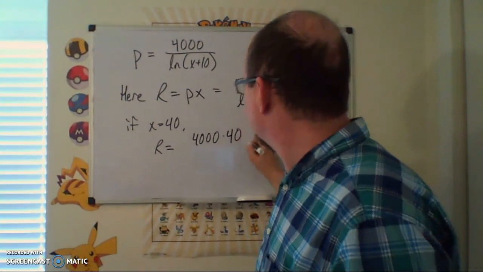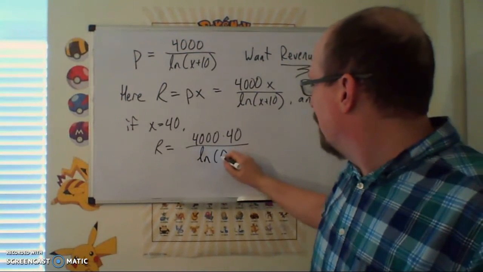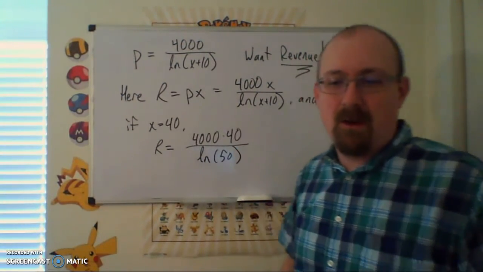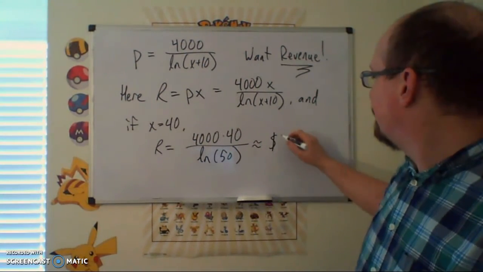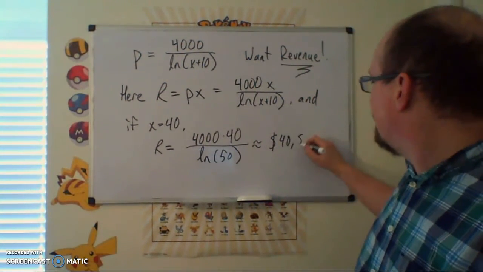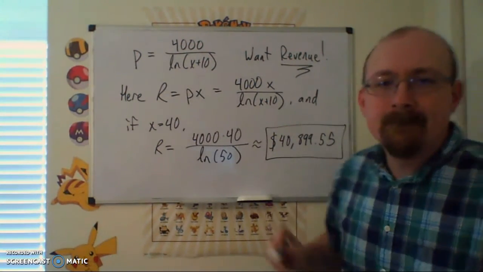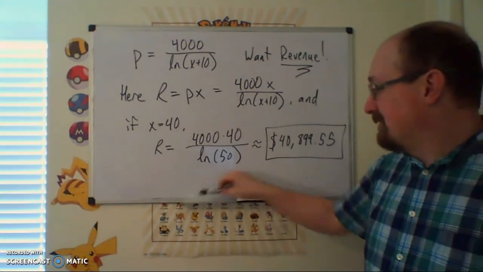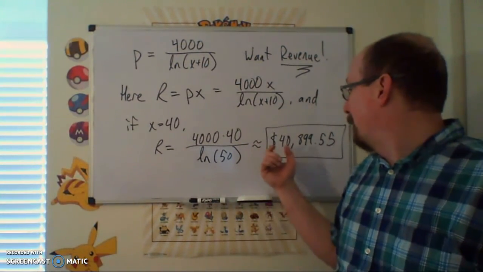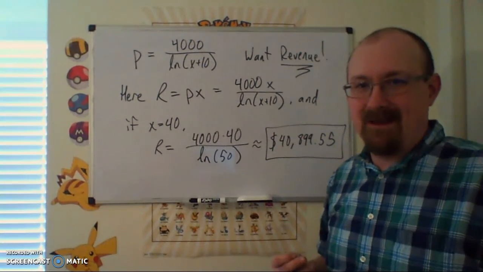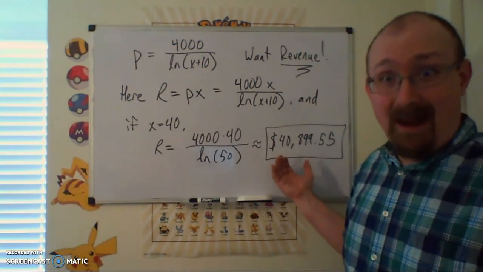So we have 4,000 times 40 up top, 40 plus 10 down below. We've got a 50 living inside that logarithm. You crank out the arithmetic here, and I got $40,899.55. So that should be much more pleasing to your board or whatever than if you forget to multiply by 40 and then this drops back down to a much smaller figure. So yeah, it also has the benefit of being correct.